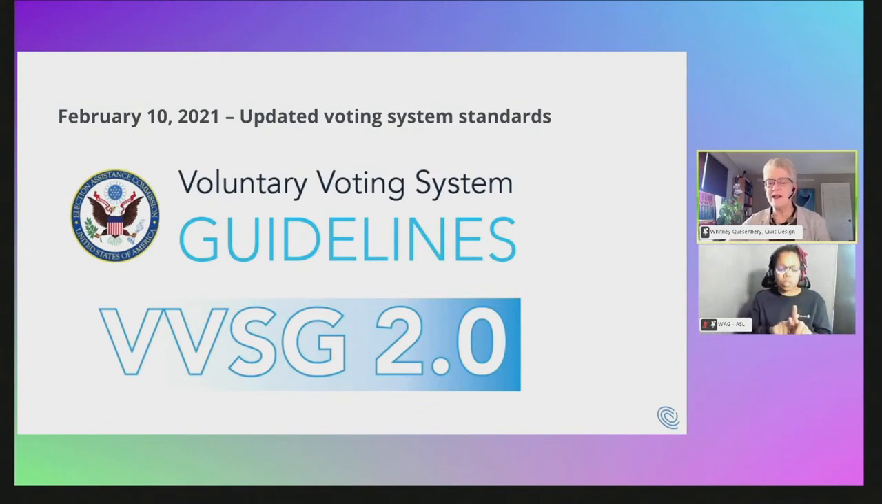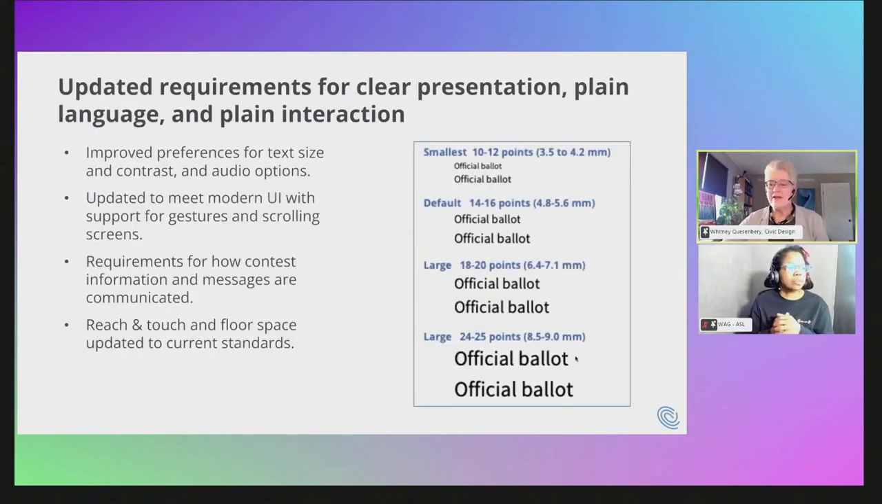So we were able to bring in some of the newer research that had happened during that time. We also extended and clarified the guidelines around text size. We made the default text size a little bit larger and gave it a little bit more of a range.